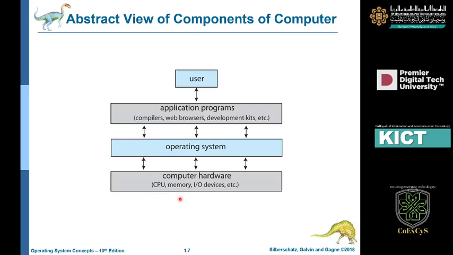So if we look at this picture here, we see user, we see application programs, right? So the user interacts with the application program, which will then interact with the operating system, and the operating system helps manage accessing CPU time, processing power, memory, I/O devices, and other things on the computer hardware level, right? Okay.